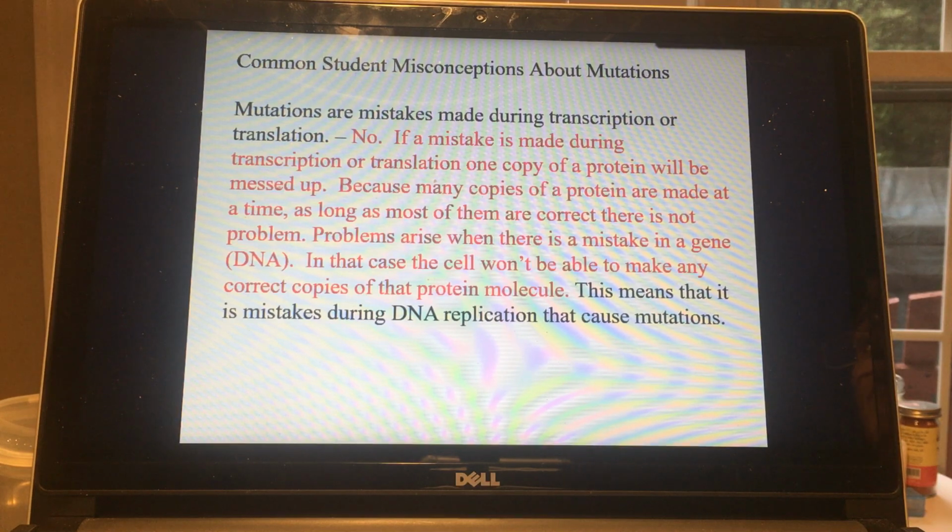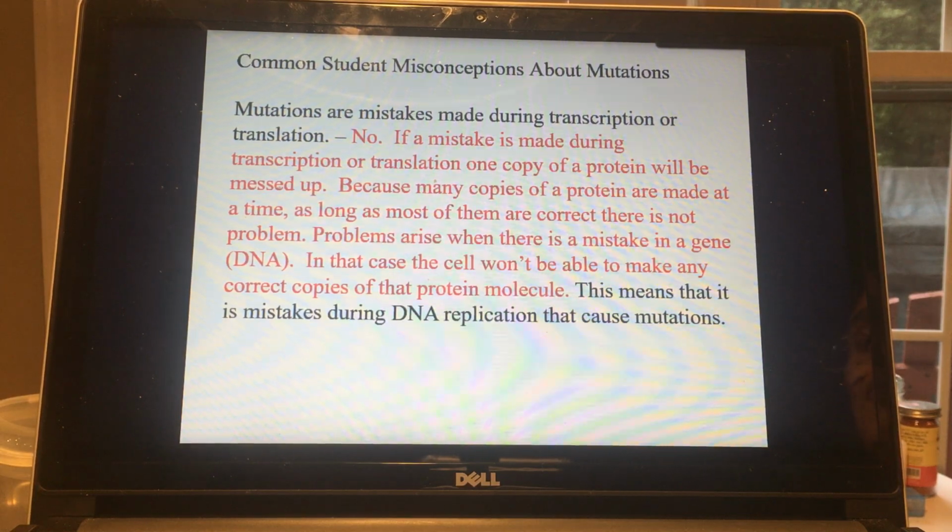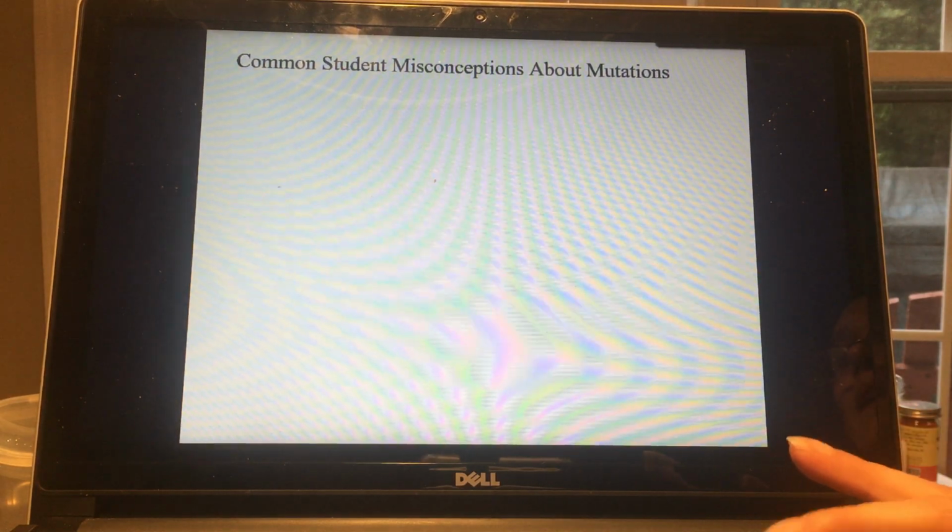The real problem is if there is a mistake in the original DNA that codes for the insulin protein. So in the insulin gene itself, that would mean that the beta pancreatic cell itself couldn't make any normal insulin proteins. So mutations are really only a problem. We only really worry about mistakes in the original gene and therefore the DNA. So this means that it is a mistake during DNA replication that causes mutations, not transcription or translation.